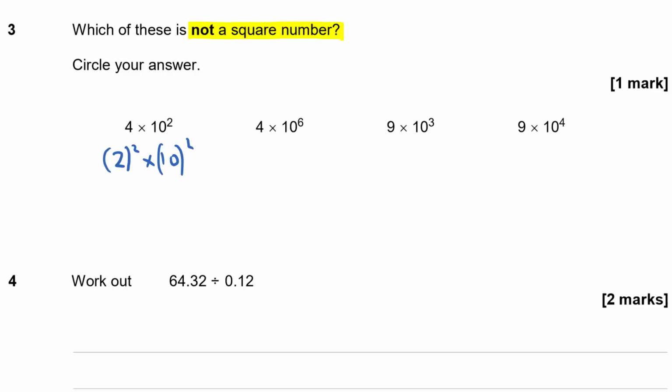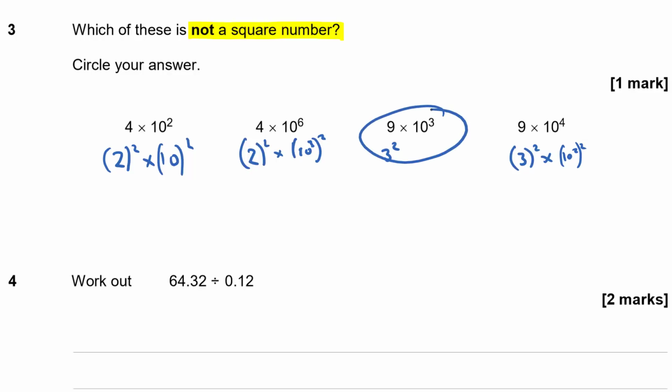You can do the same thing with 4 times 10 to the 6. That's 2 squared times 10 cubed squared. You can do the same thing with our last one as well. That's 3 squared times 10 squared all squared. But this number here, the first part is a square, that's 3 squared, but 10 cubed I can't express as a square, so this one has to be the not square number.